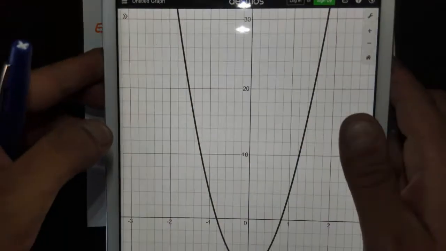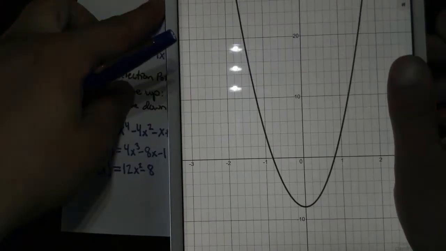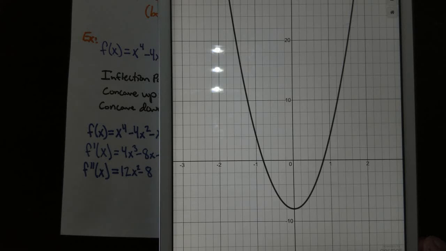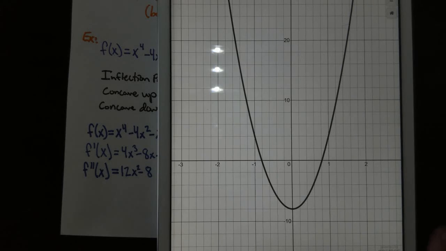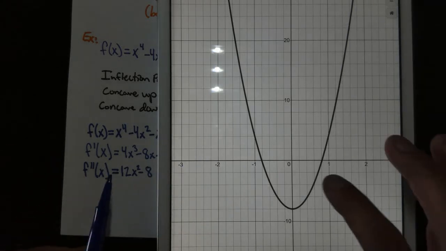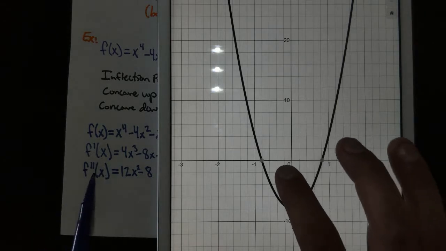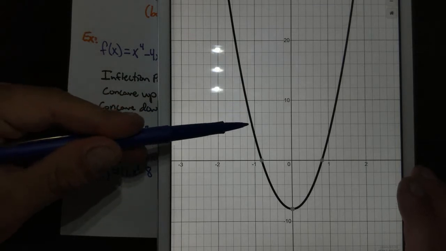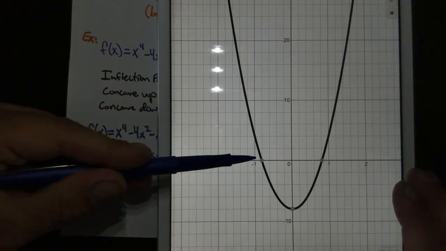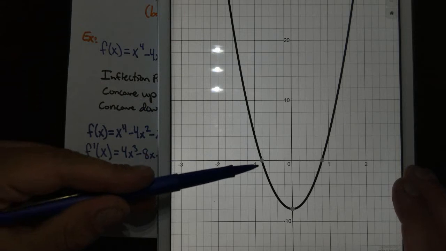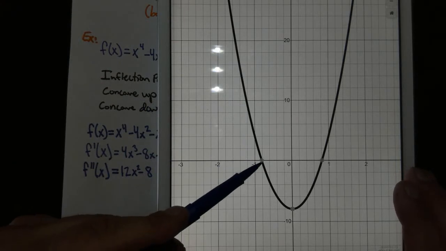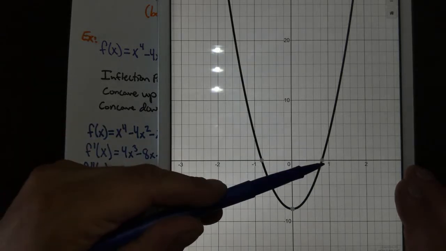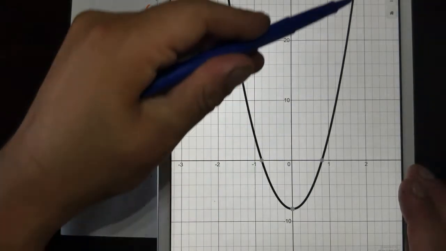So here is the graph of the second derivative. This is the graph of 12x squared minus 8. And here we see that it first starts off in positive land, so that means our f of x function, our original function, is concave up in this section. And then there's an inflection point right here, and then it becomes concave down for a little bit. And then there's another inflection point, and it becomes concave up again.